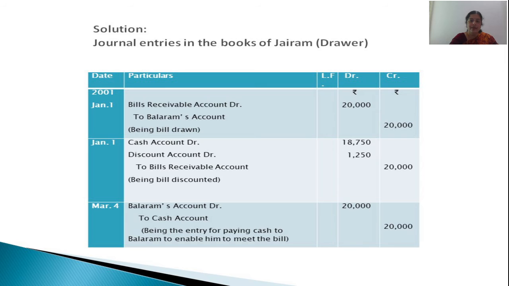Then on March 4th, so that Balram is able to honor the bill when it is presented to him by our banker, what Jairam did is, to Balram he paid the full value of the bill. So to cash account 20,000, Balram is receiving 20,000.